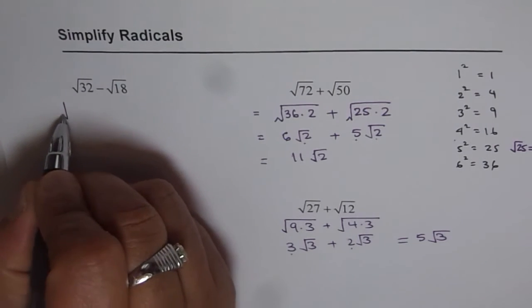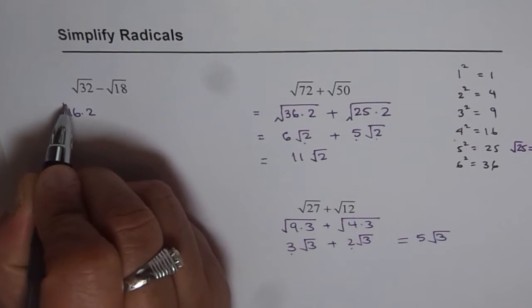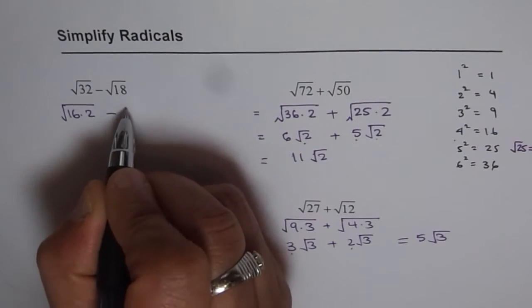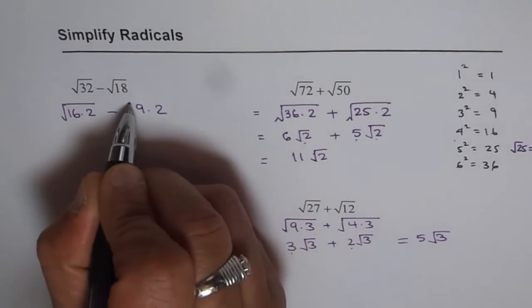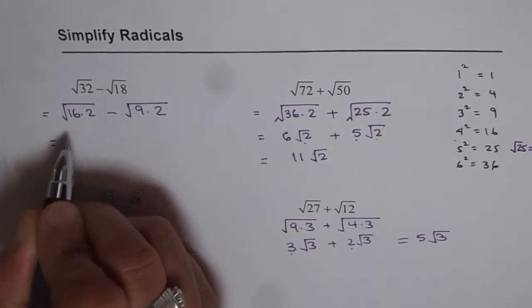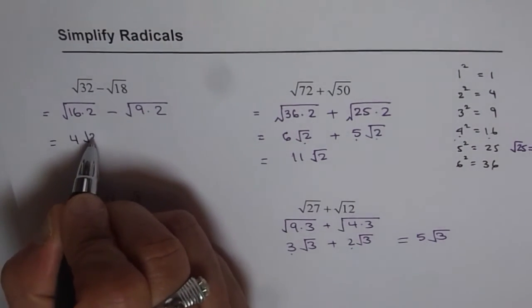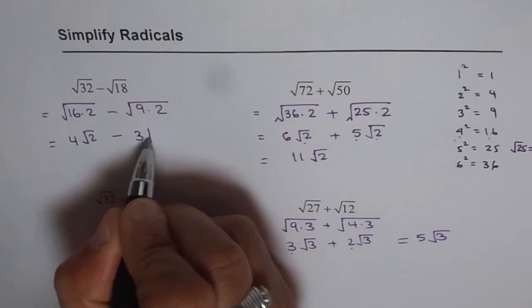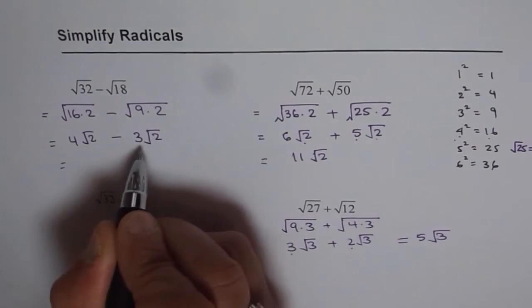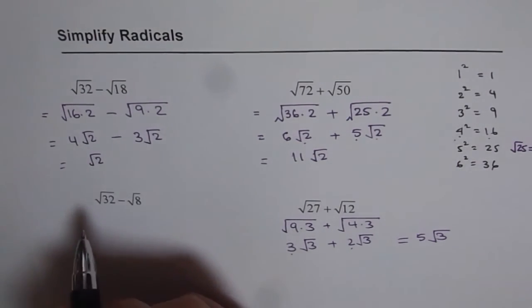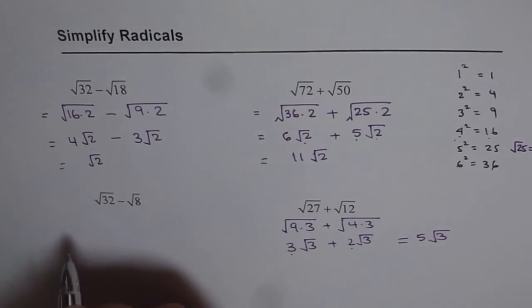Square root 32, that means we can write this as 16 times 2, and square root 18 can be written as 9 times 2, correct? Now square root of 16 is 4, so we can write this as 4 square root 2 minus 3 square root 2. When you combine them, you get just square root 2. 4 minus 3 is 1.